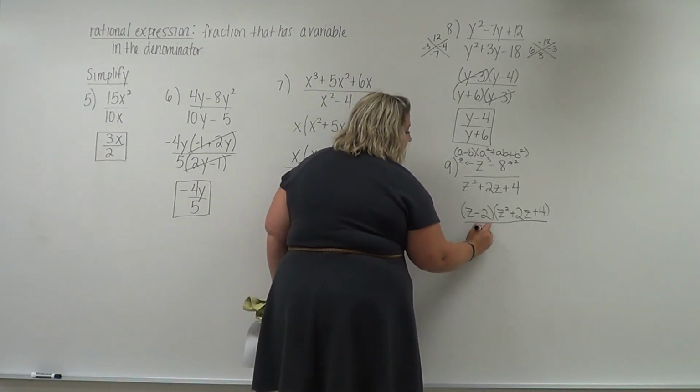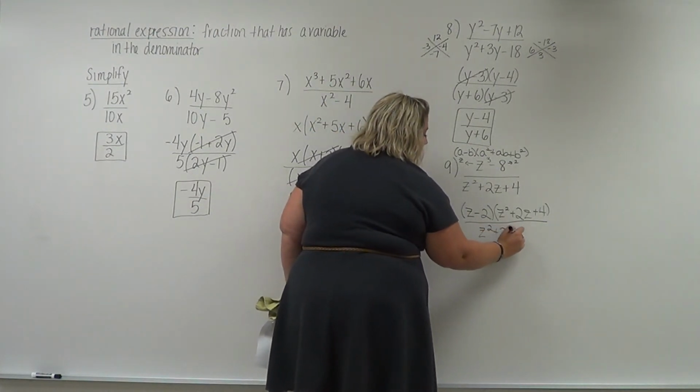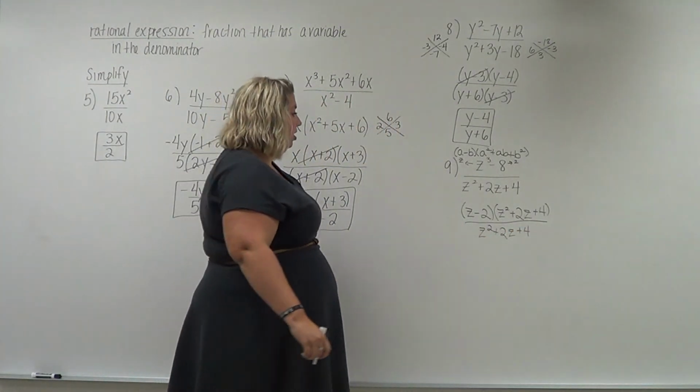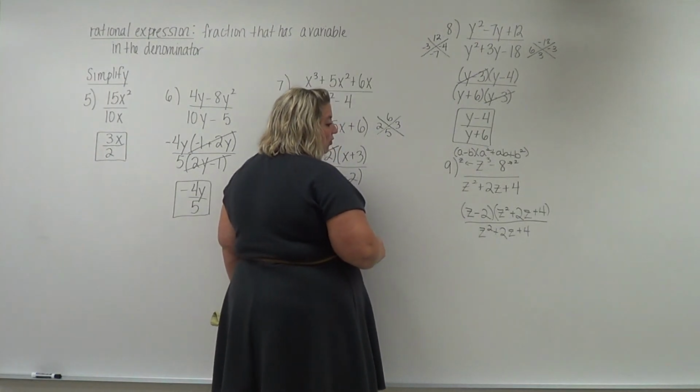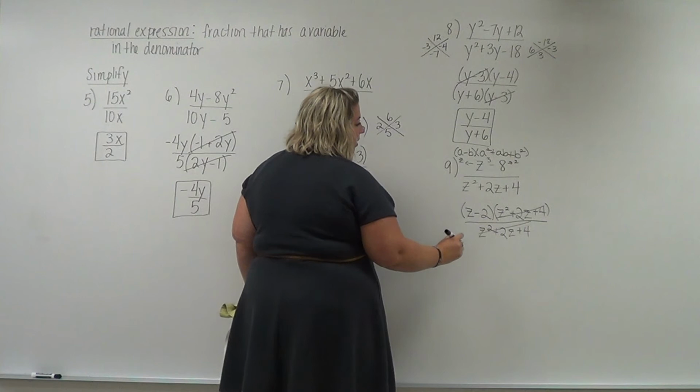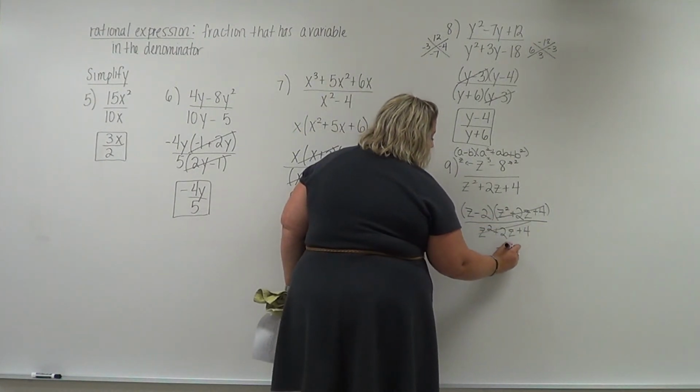Okay, and then if I look at my denominator, I can see now that I can cancel something. So the z squared plus 2z plus 4 is the same on top and bottom. Those will cancel. And my answer is z minus 2.